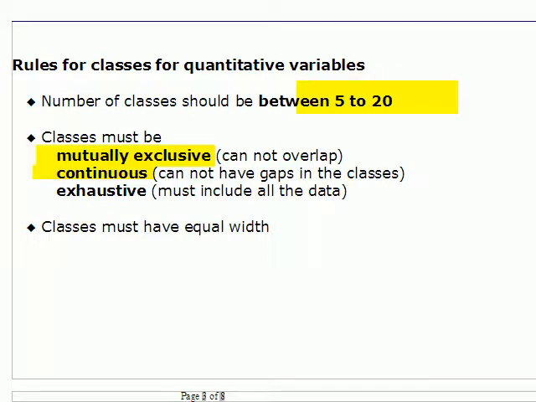Okay. Then it has to be exhaustive. That makes sense too. You have to include all the data. All right. And then the classes must have equal width. Sometimes you'll see graphs presented where the bars, say in a histogram, do not have equal width. By and large, they should have equal width though.